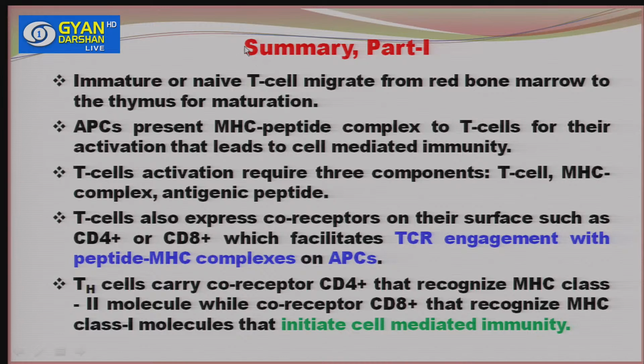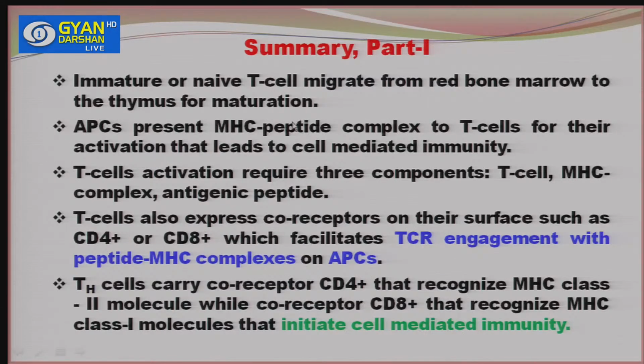Dear viewers, I want to summarize the first part. You have learned that mature or naive T cells migrate from the red bone marrow to the thymus for maturation, and antigen presenting cells present the MHC peptide complex to the T cell and activate it, which leads to cell mediated immunity.